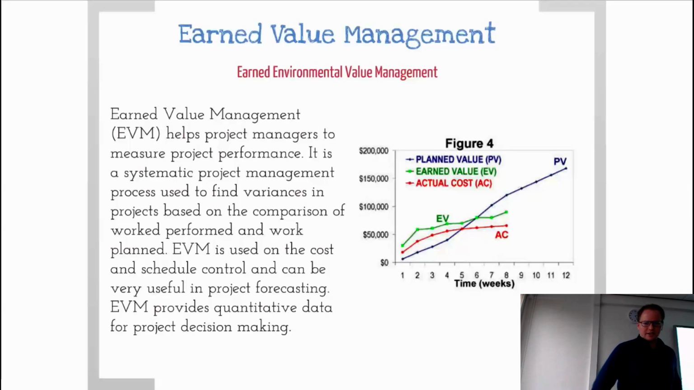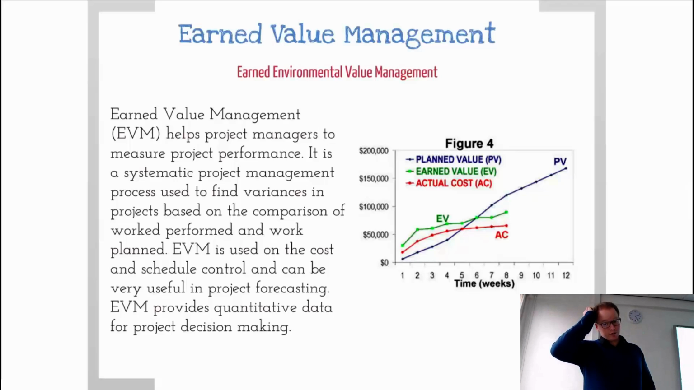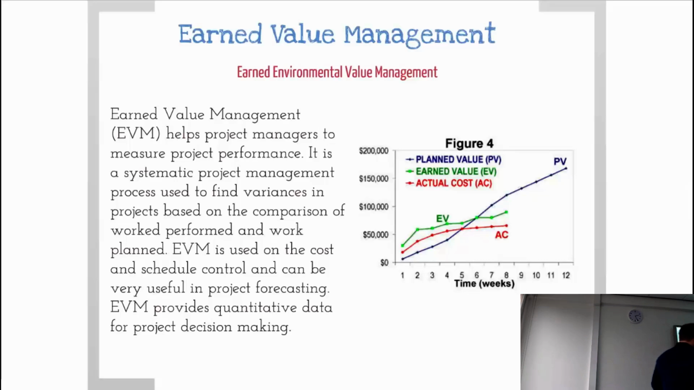It is a systematic project management process used to find variances in a project, based on the comparison of work performed and work planned. So here the earned value management is used for cost and schedule control and can be very useful in project forecasting. It's largely a quantitative process, of course, and largely for consideration as information for decision making, right? So you still have to look at what the indicators are.